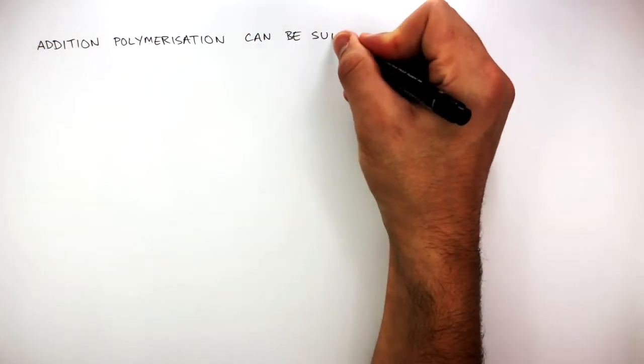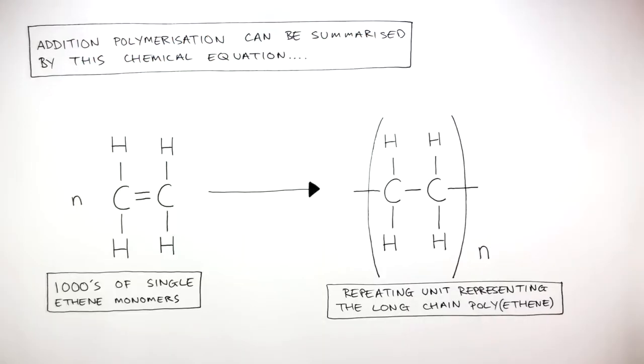You need to know that addition polymerization can be summarized by this chemical equation. We're going to go through the chemical equation which represents the addition polymerization of ethene monomers to form the polymer polyethene, as you have to remember this for your exam.